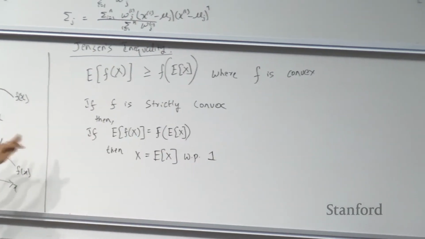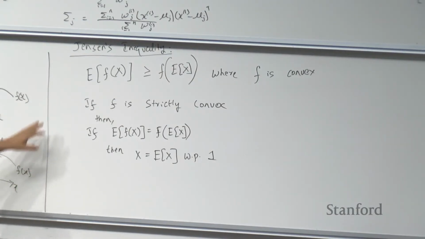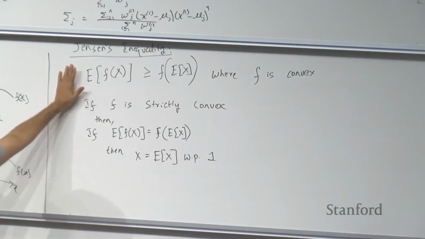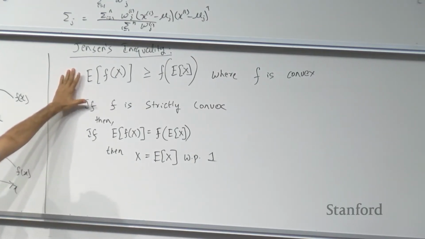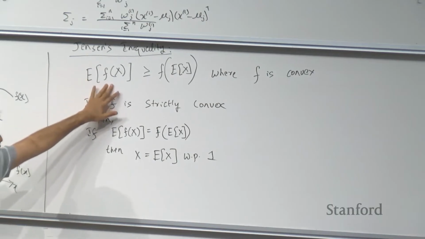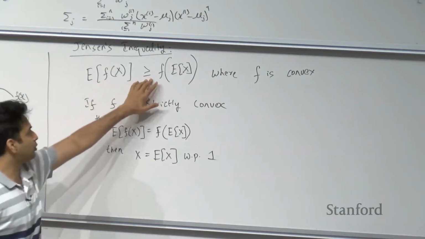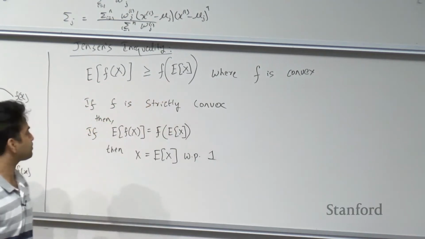Right. There's a lot of jargon here. We'll dissect it in a moment. So just to restate it again, Jensen's inequality says if f is a convex function and x is any random variable, then expectation of f of x is greater than or equal to f of expectation of x.